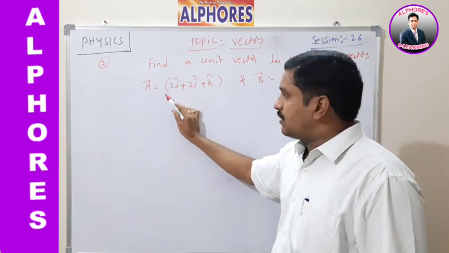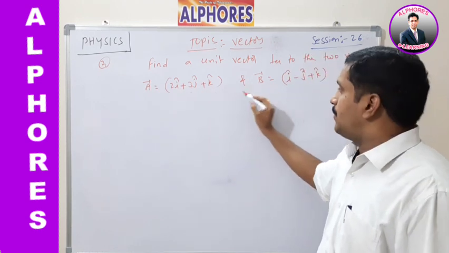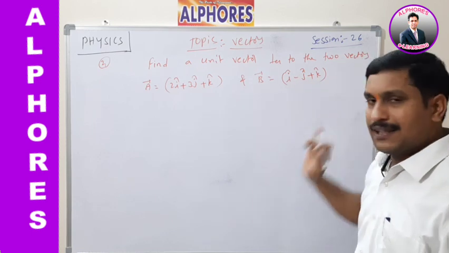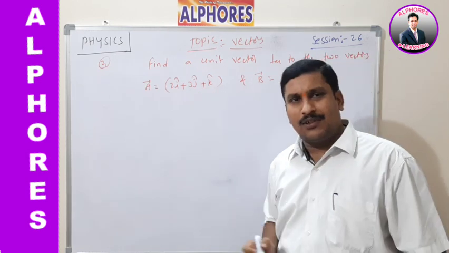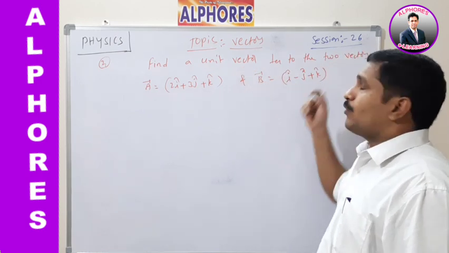Here I am giving the two vectors: A bar is equal to i cap plus 3j cap plus k cap, and B bar is equal to i cap minus j cap plus k cap. So these are the given two vectors. Now, in order to find a unit vector which is perpendicular to the two vectors.